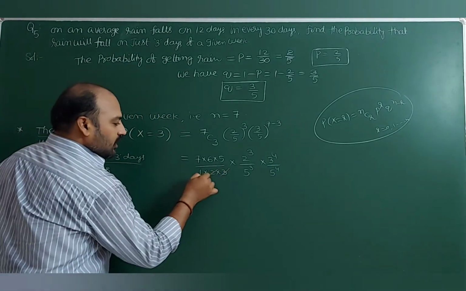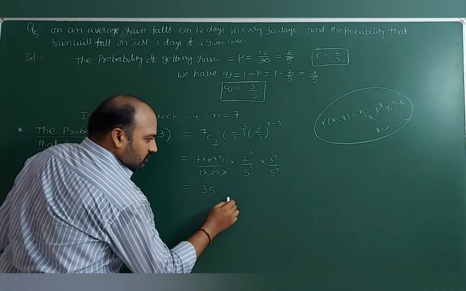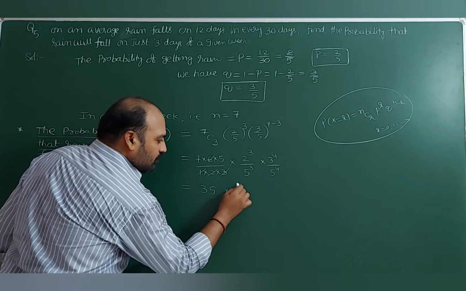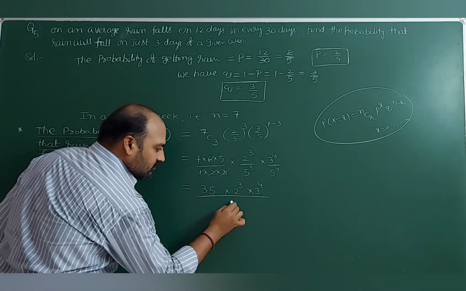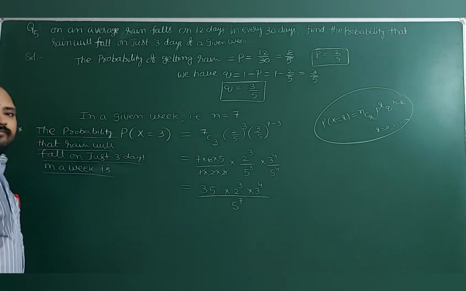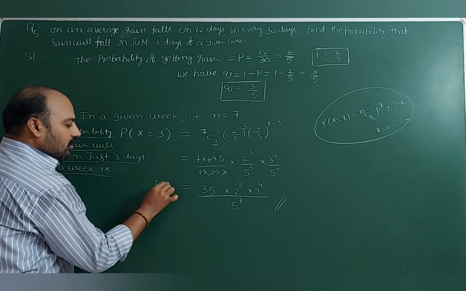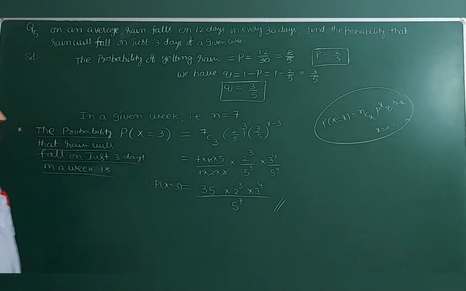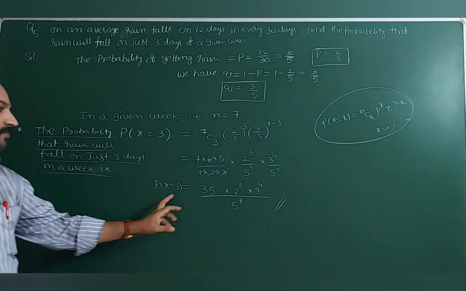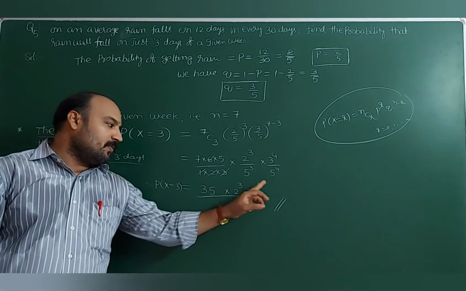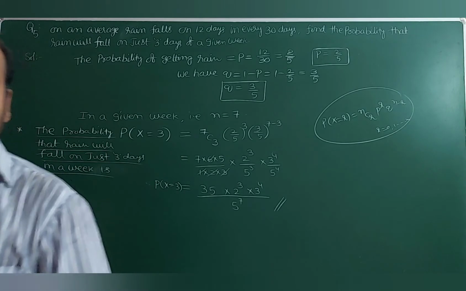So here 2, 3 into 1 is 6, 7 fives is 35, into 2 power 3 into 3 power 4 divided by 5 power 7. So that's our answer. Therefore, the probability that the rain will fall on just 3 days is 35 into 2 power 3 into 3 power 4 by 5 power 7. We'll move on to the next question, 6.